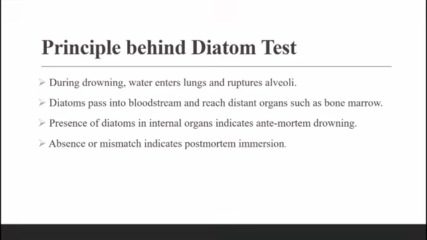During drowning, water enters into the lungs and ruptures alveoli. As these organisms are microscopic, they rupture the alveoli and reach into the bloodstream. After reaching the bloodstream, they reach distant organs such as bone marrow. Presence of diatoms in internal organs indicates antemortem drowning, because it indicates that when the person was drowned, he or she was breathing, and by breathing they swallowed the water, and then it got into the lungs and then to different body parts.